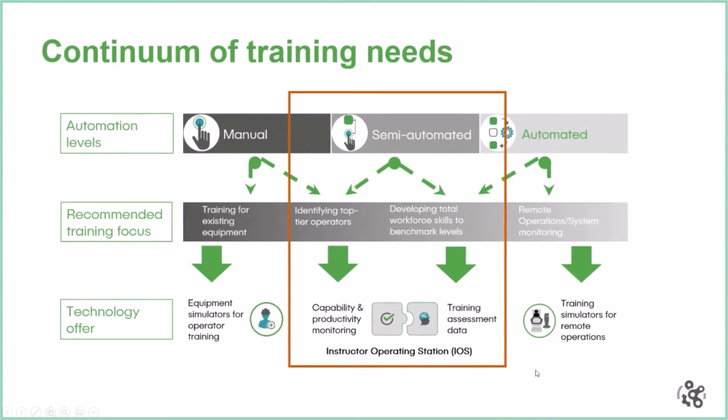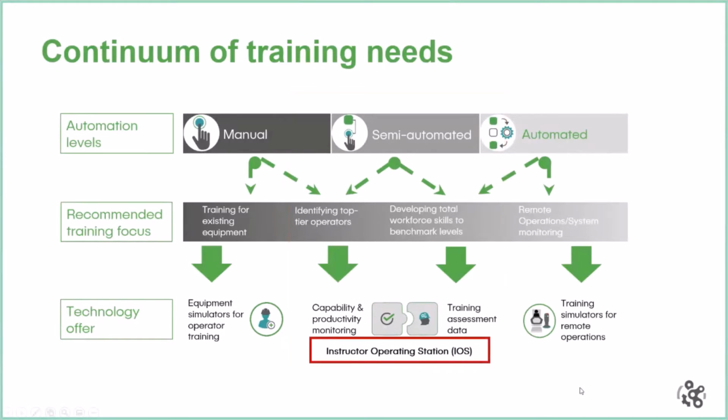Next, as you move along the continuum on the journey toward full automation, you will need to identify the top operators who can adapt to and help steer the transition. That's where CM Lab's Instructor operating station, you see at the bottom, comes into play, and I'll show you what that looks like more tangibly in just a moment. The point is that CM Lab's training simulators connect to the Instructor operating station to track, record, and report on objective metrics that you can customize to reflect your operating priorities.